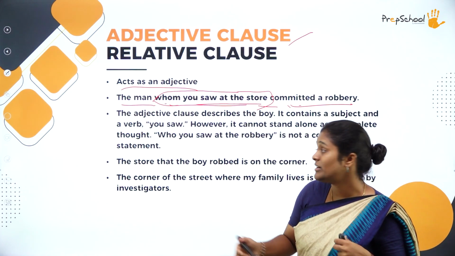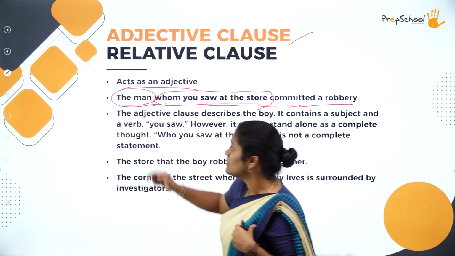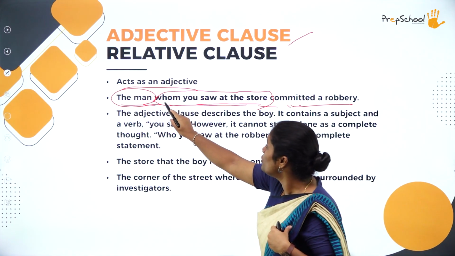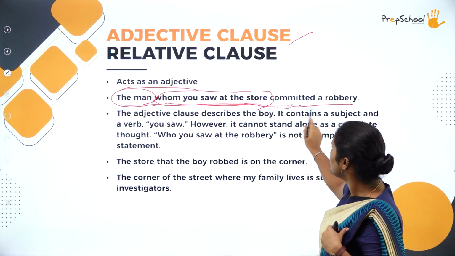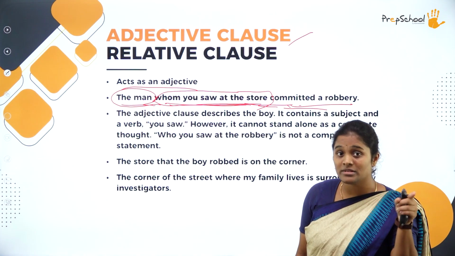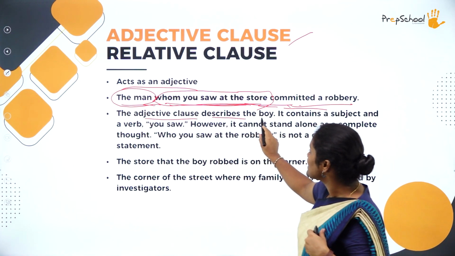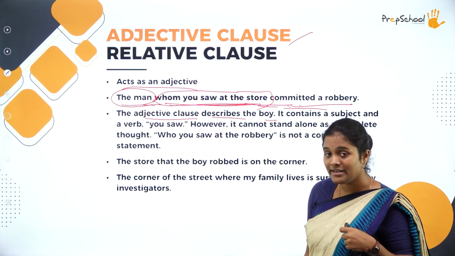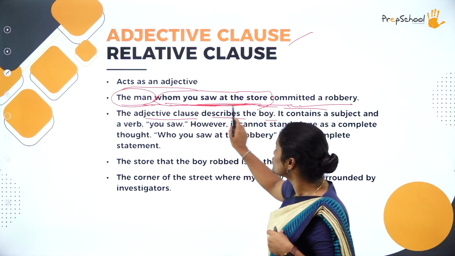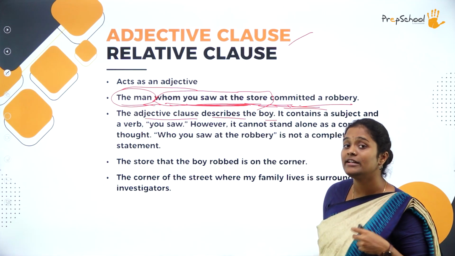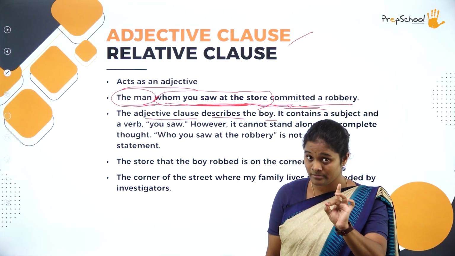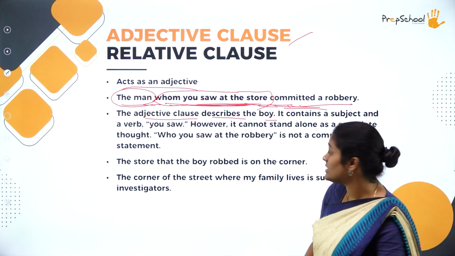Which man? What did the man do? This is the person. How are we going to describe him? Whom you saw at the store committed a robbery. You saw him yesterday. That's how we are describing him. The adjective clause describes the man. Correct? How is it describing? Whom you saw at the store yesterday has committed a robbery. Two details: you had seen him, and he has committed a robbery. So this is serious, my friend.